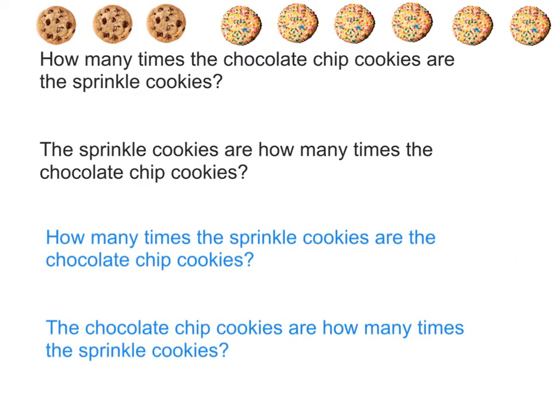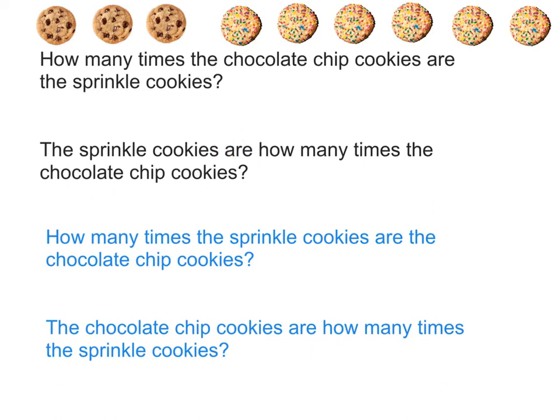I want you to look at my 2 sentences here. These 2 are the same sentences worded differently, and these 2 are the same sentences or questions worded differently. In the first one, how many times the chocolate chip cookies are the sprinkle cookies? So we want to know the sprinkle cookies because that's not the how many times part. In the second question, notice the how many times is still with the chocolate chip cookies. We're still asking the sprinkles. So the sprinkles are how many times the chocolate chip.